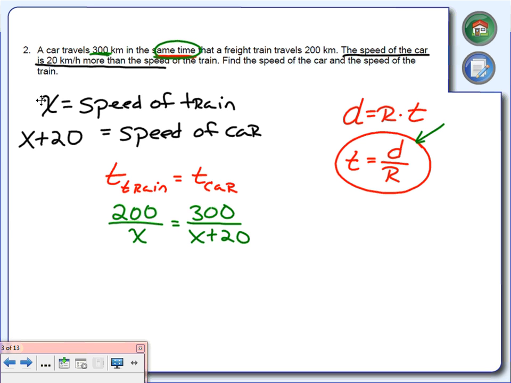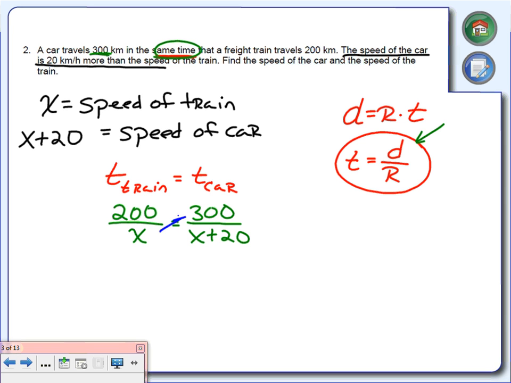So the question is, how do I solve this one? Notice it's a little bit different from the first one we did. Actually, this one's a little easier. What did we do when we were over in the lab? How do we do these type of problems? Cross multiply. So that's what we're going to do here. We're going to cross multiply.